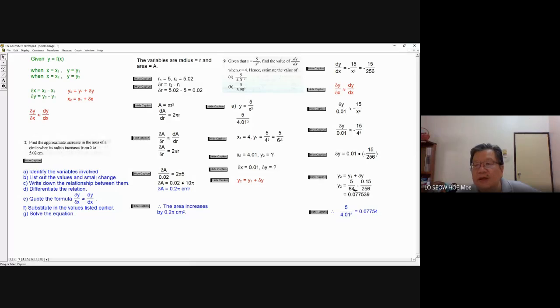This is how you use y2 equals y1 plus delta y. But if delta y is a negative number, you add to a negative number and that is your answer. Okay, next problem.